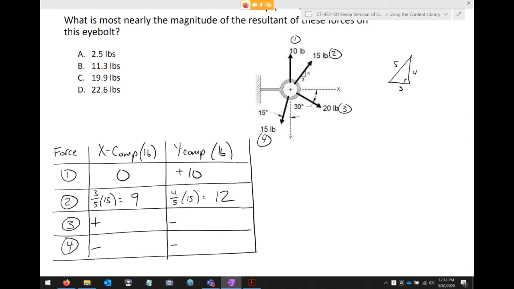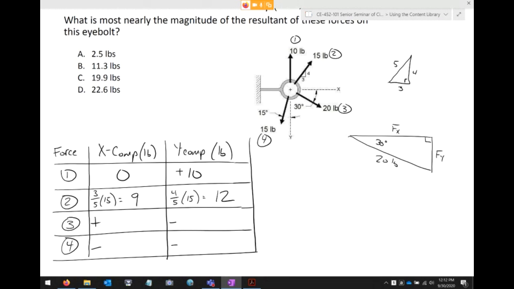For force 3, we have a triangle like this. That's probably at a horrible scale. Let me see if I can do a little better. That's probably a little better. Okay, so this is 20 pounds, and this is 30 degrees, and we need Fy and Fx. I mean, this is just trig, right?